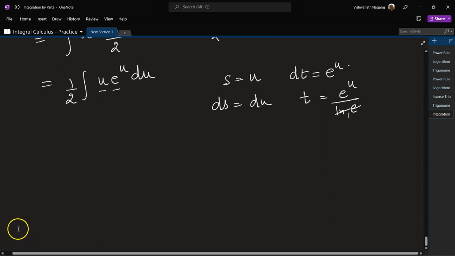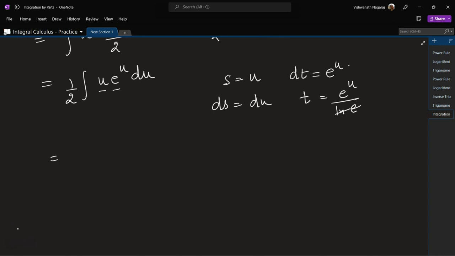So now we have the parts, let's assemble the parts. We get 1 by 2 times uv. So uv is u e to the power of u minus integral of t ds. So t is e to the power of u and ds, or rather du, is du.